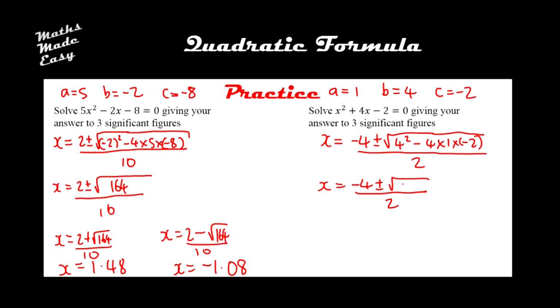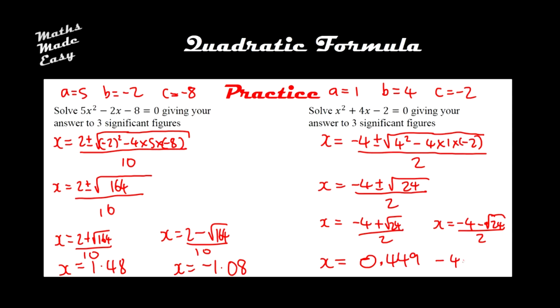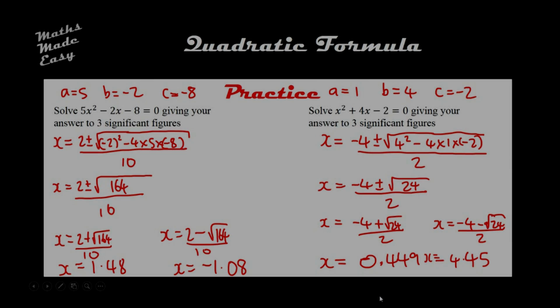So we end up in the bracket here with 24, and then x equals negative 4 plus square root 24 over 2, x equals negative 4 subtract square root 24 over 2, and then our two solutions, which this time will come out as negative 0.449, and this one negative 4.45. And this completes your video on the quadratic formula.